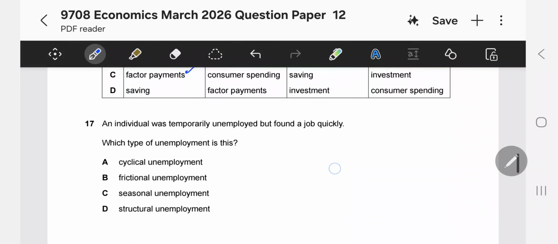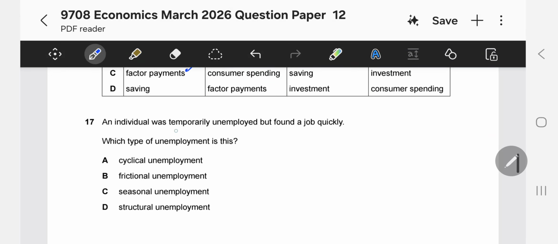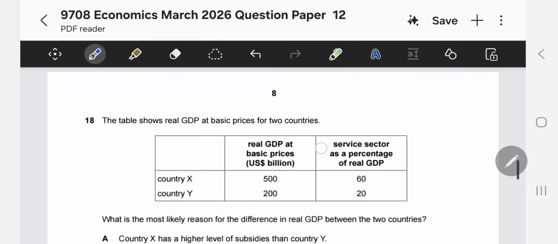Question 17. An individual was temporarily employed but found a job quickly. This is very easy. This is frictional. If they found a job, they were between jobs, then that would be frictional. I think so. Let's go to 18.